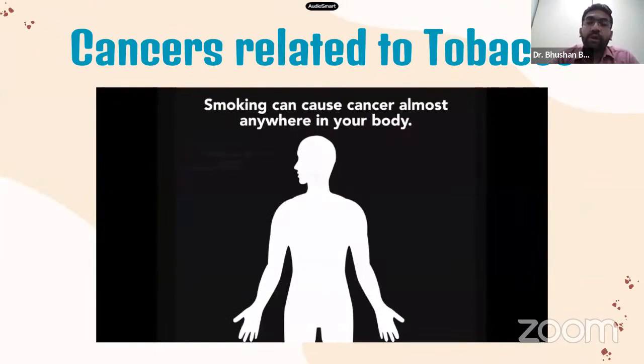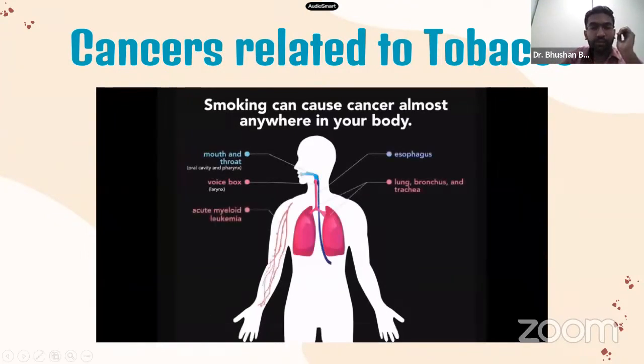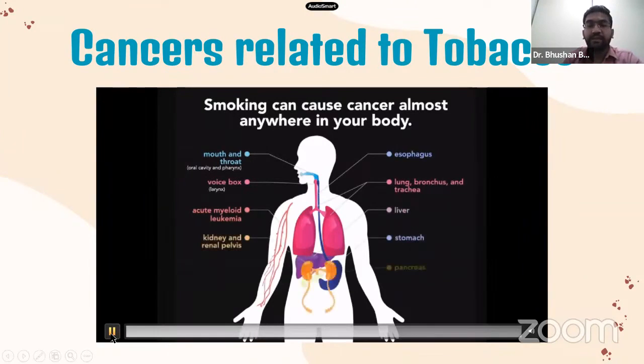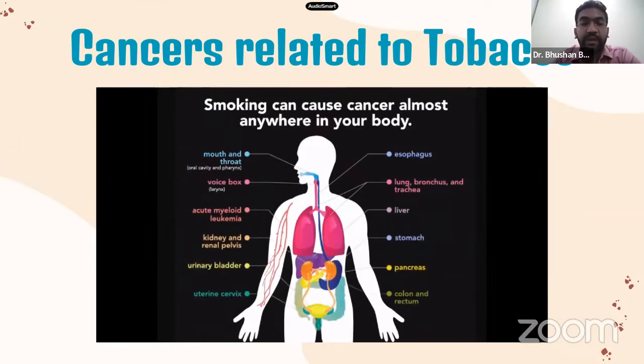Now let us talk about what cancers can be caused by tobacco chewing or tobacco smoking. So mouth and throat, esophagus, voice box, that is the larynx, lungs, leukemia, that is blood cancer, liver cancer, kidney cancer, stomach cancer, bladder cancer, pancreas cancer, uterus cancer, and intestine cancer. So you name an organ and I will tell you that smoking is causing cancer in that organ. It is not just the oral cavity or the lungs which are affected by cancer through tobacco, but almost each and every organ in the body is affected by cancer due to tobacco.